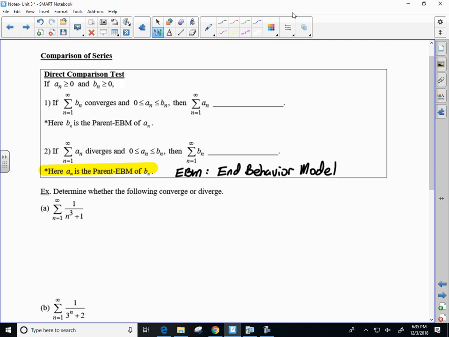It's saying if the series B sub n converges and A sub n is between B sub n and 0, then A sub n must also converge. I'll give a kind of a simplistic view of that. It's very much based on the squeeze theorem or the sandwich theorem.